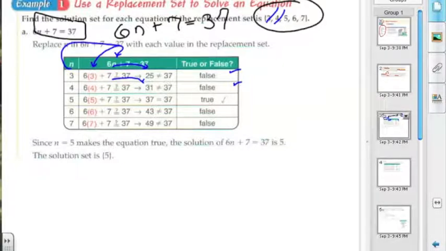All right, so now we go to the 5. 6 times 5 is 30. 30 plus 7, it's 37. 37 equals 37. I have my true answer. All right, so at that point, there's my answer. I circle it. Now, since we're doing equations, we're only going to have one number, more than likely. Each of the numbers in the replacement set are called elements. The only element in this situation that works is the number 5. So that is your final answer.